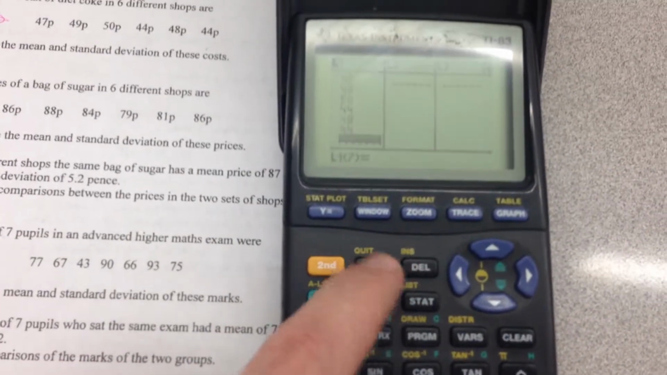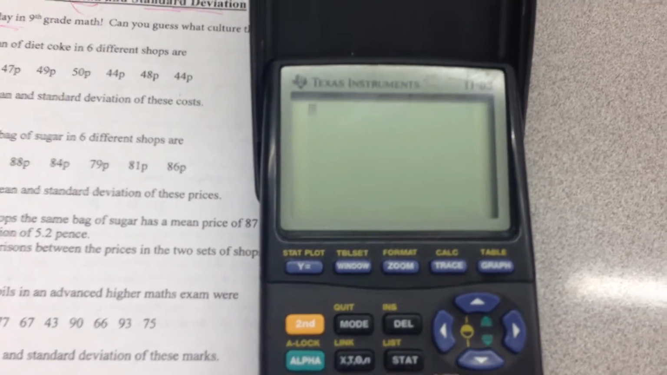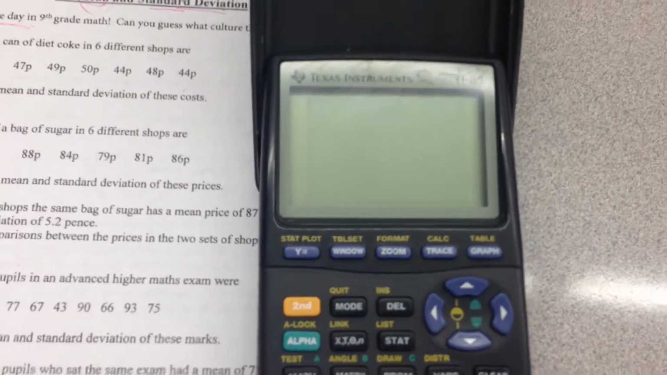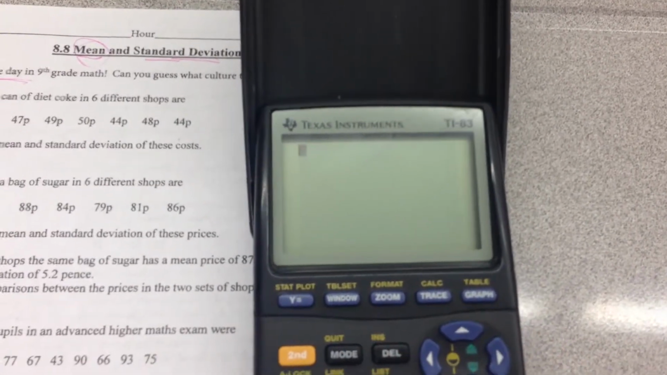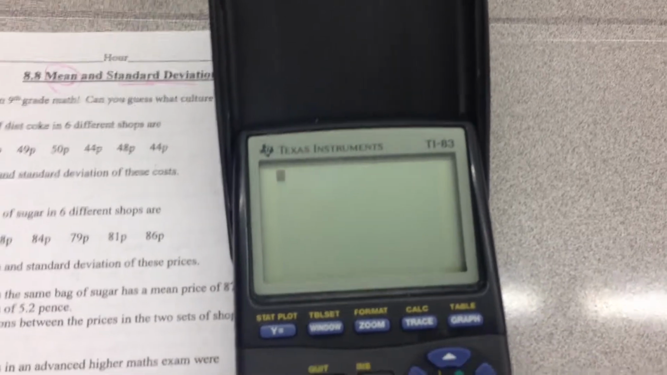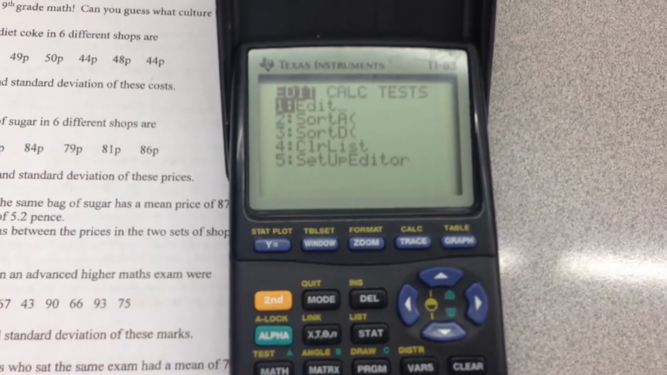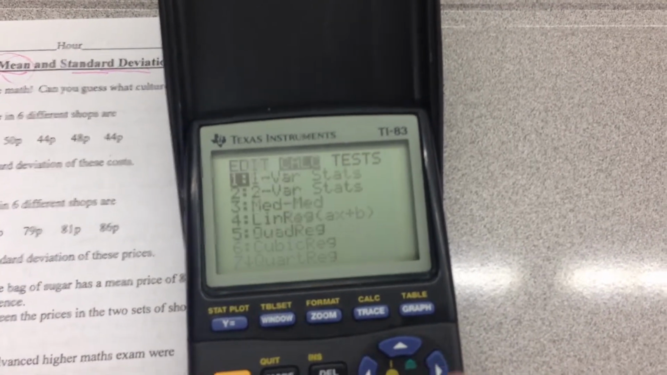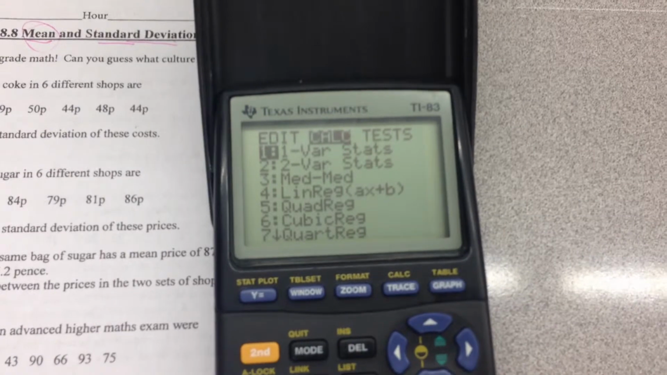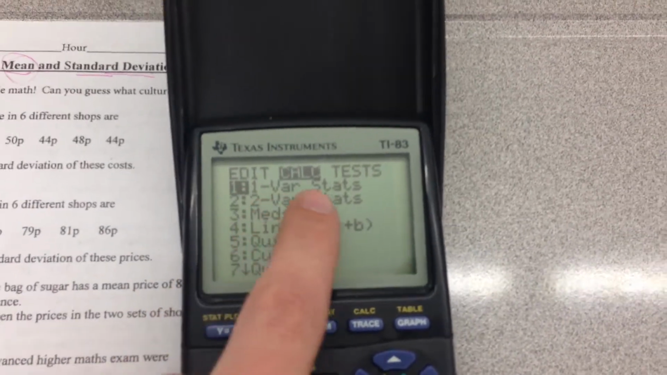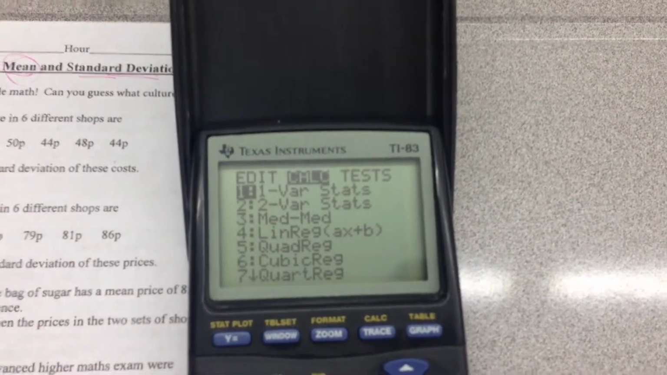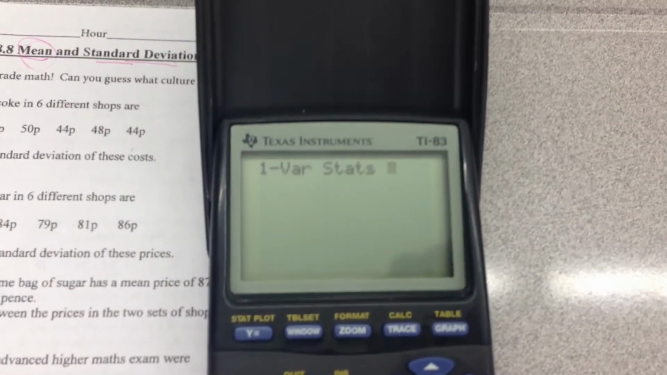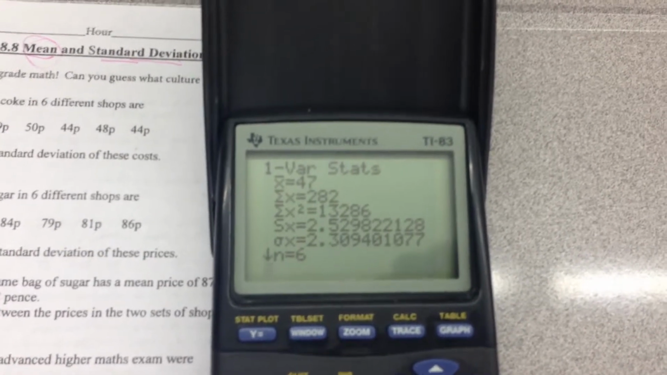We push second mode to go back to the home screen. The awesome thing about this worksheet is that pretty much all of it is done with one button. Let's push Stat. Now we want to calculate the mean and the standard deviation, so we go over to Calc and push Enter, because we're doing one-variable statistics. We only asked one question: what's the price of soda? We push Enter, and then Enter again, and it brings up a whole bunch of ugly numbers.